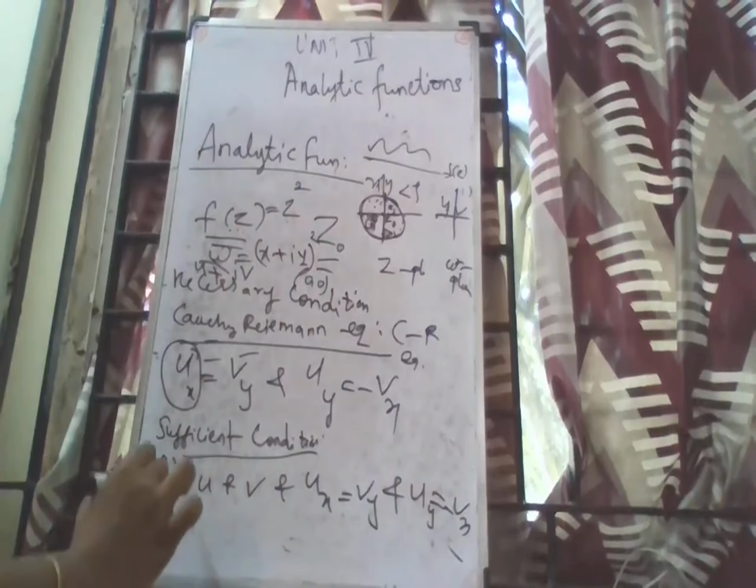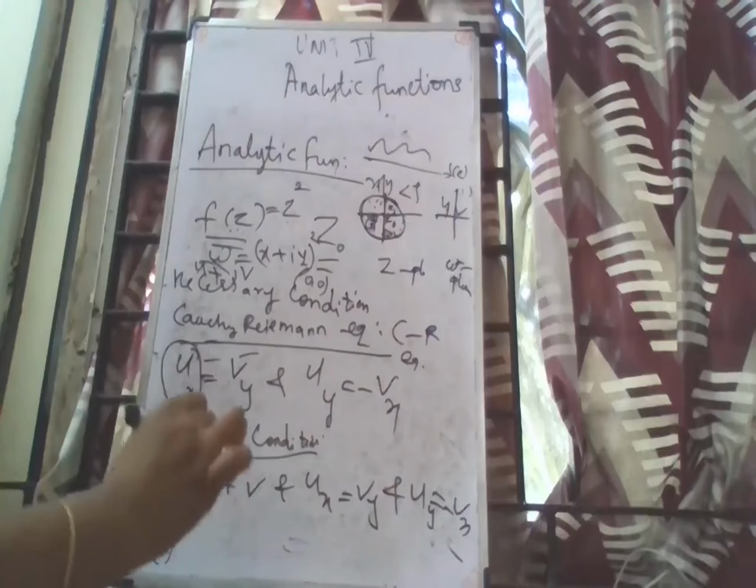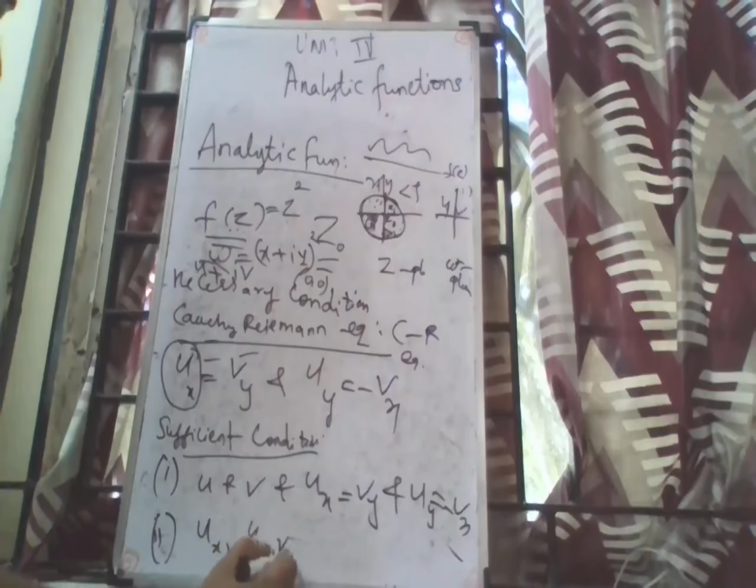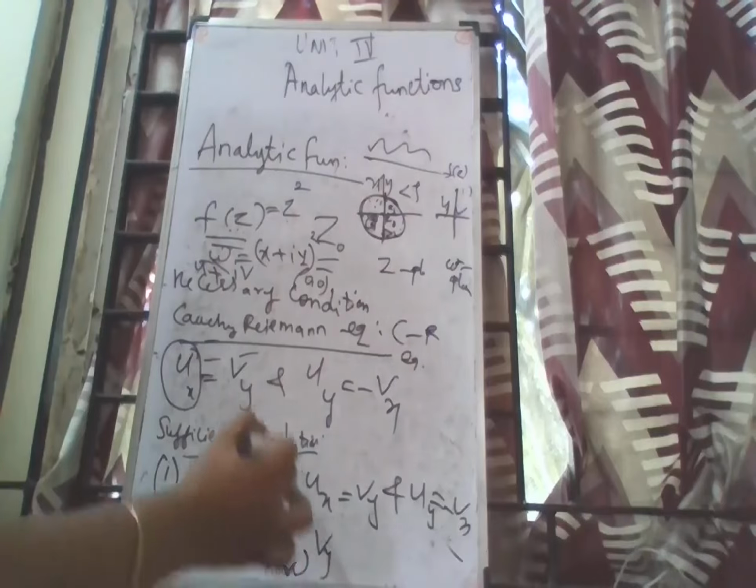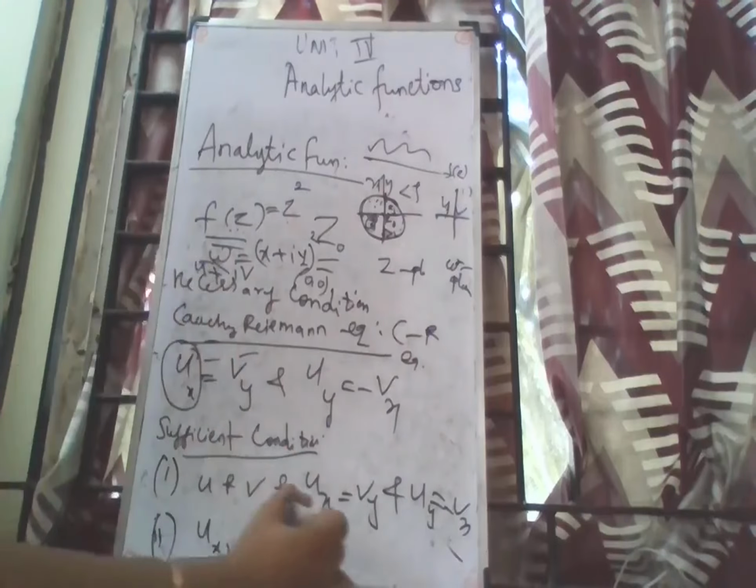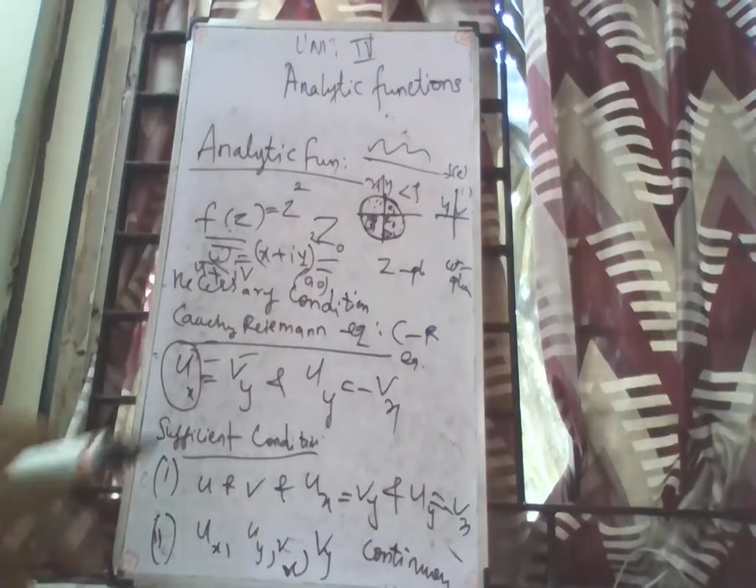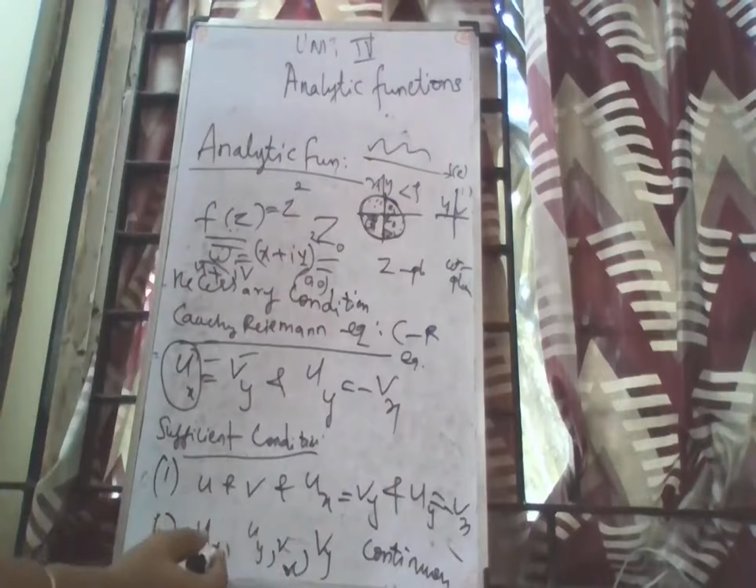Point number 2: the partial derivatives. What are all the partial derivatives? Ux, Uy, Vx and Vy are all continuous. Are all what? Continuous. This is the second sufficient condition. What is it? Ux, Uy, Vx, Vy are all continuous.